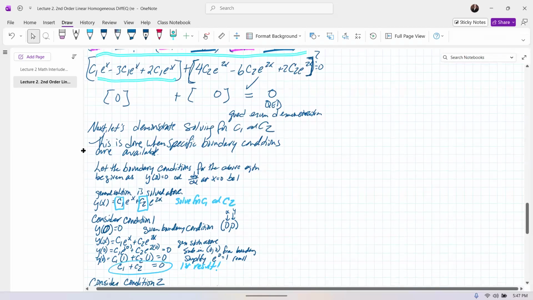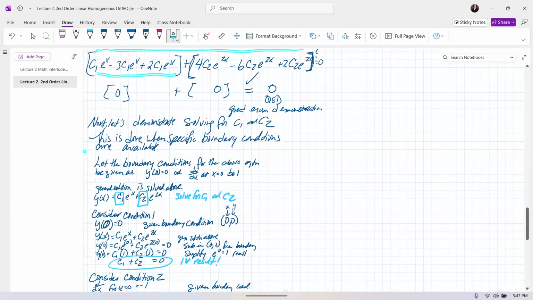But that still doesn't tell us about the boundary conditions, and notice that our solution at this point still has a C1 and C2 unspecified. Well, if you don't have further information, then that's the end, right? And so what you can do is go ahead and solve these if you have boundary conditions available.